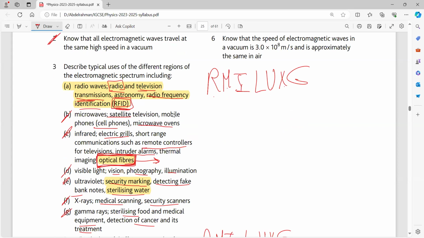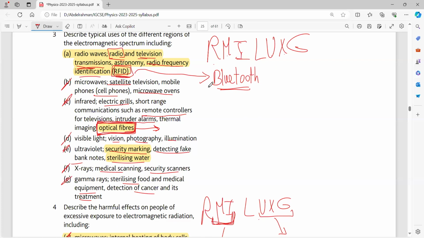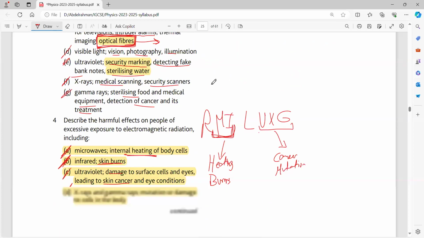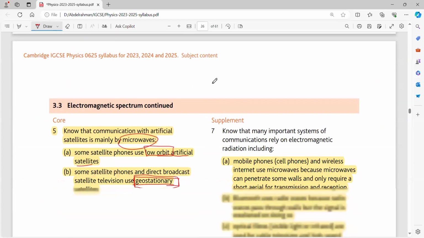By the way, there's one more use for radio waves: Bluetooth communication. Bluetooth communication uses radio waves. Yes, you have them in your notes.